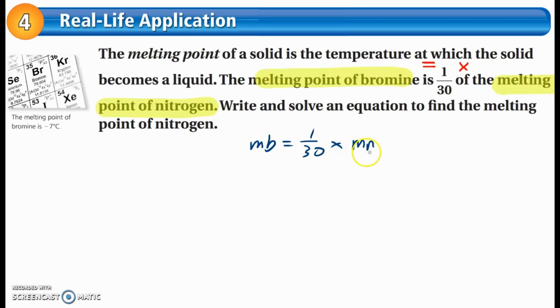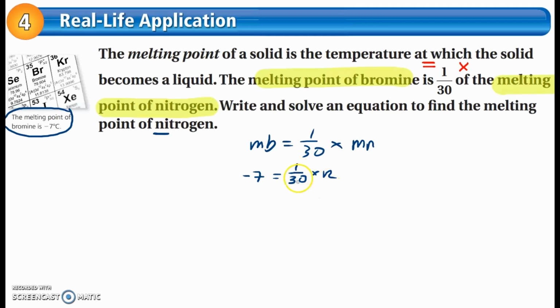All right, that's just the concept here. Write and solve an equation to find the melting point of nitrogen. Now, we're given the melting point of bromine over here. We know the melting point of bromine is -7. So -7 is equal to 1/30. And now we're just going to call the melting point of nitrogen, we'll just call that N. All right, 1/30 times N.